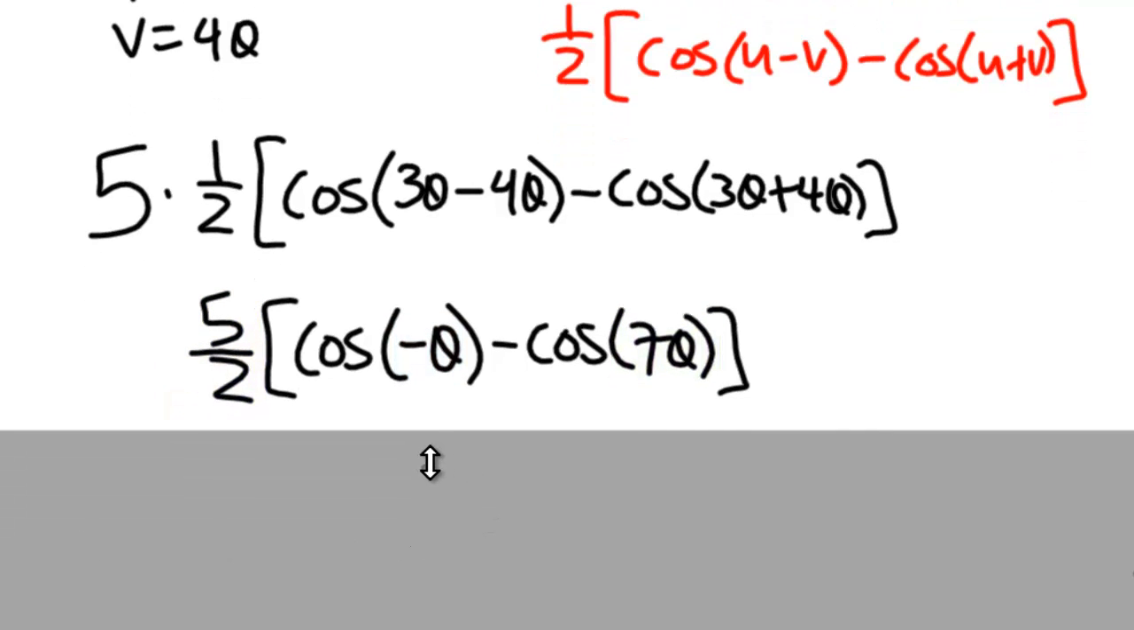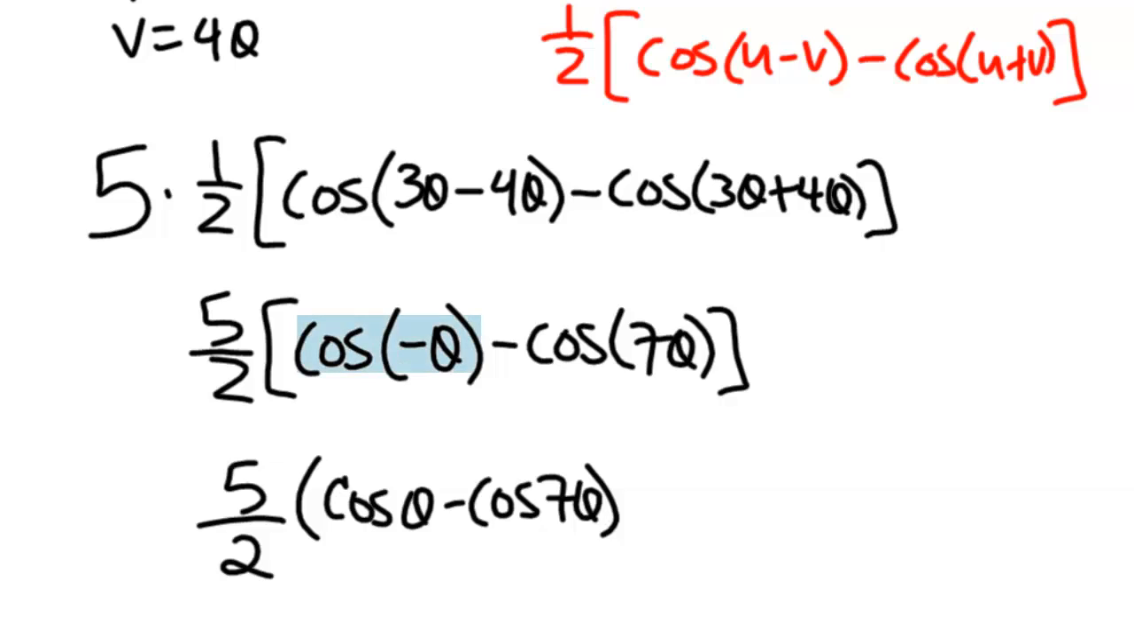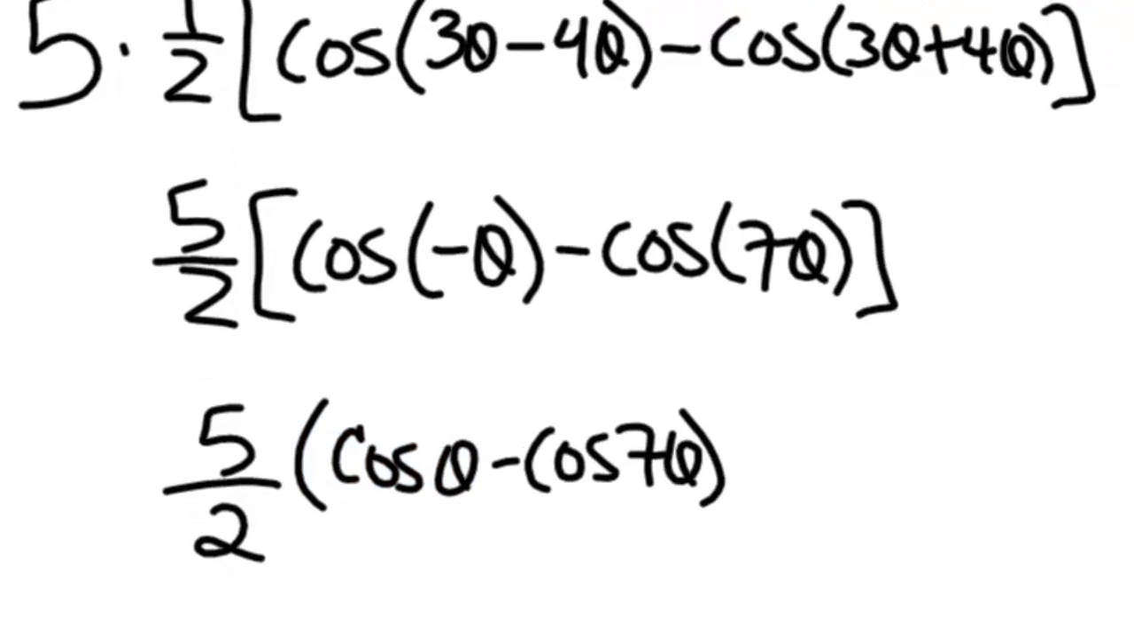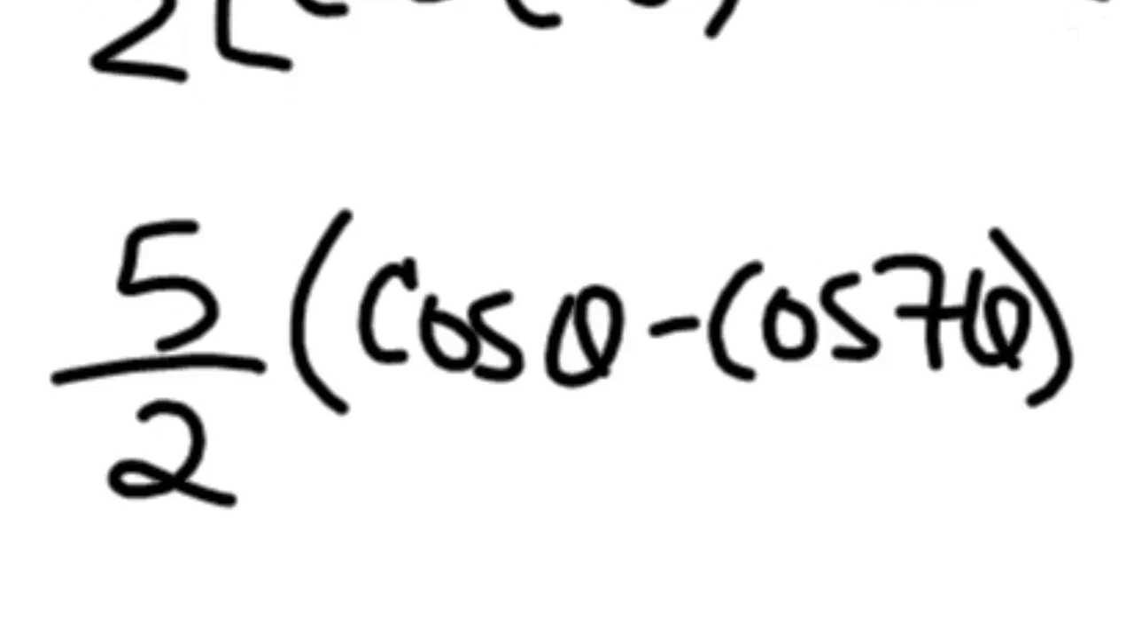And when you use your odd and even properties, the cosine of negative theta is cosine of positive theta. So I have turned the original product into the sum or difference of 5 halves the cosine theta minus cosine 7 theta.